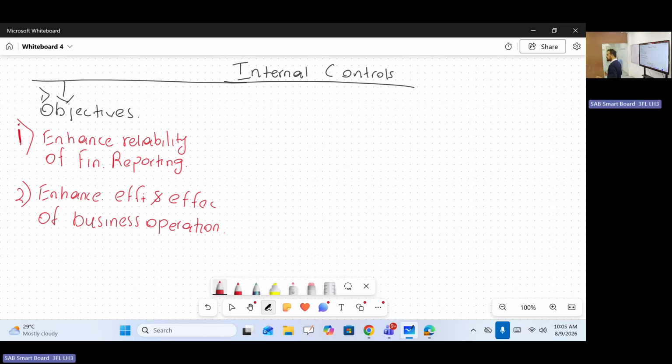Simple definition. If you want to reduce one risk by doing one activity, that is called internal control. If you don't do that activity, you will have a risk. So now you want to reduce that risk. If you want to reduce that risk, you have to do something. That something is called internal control.